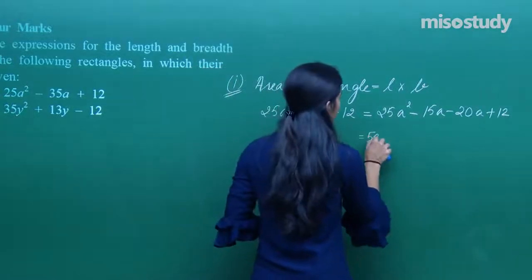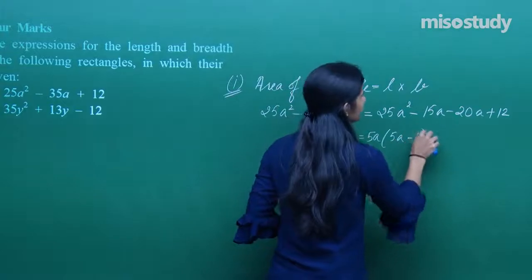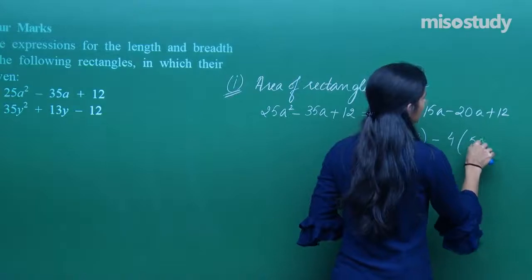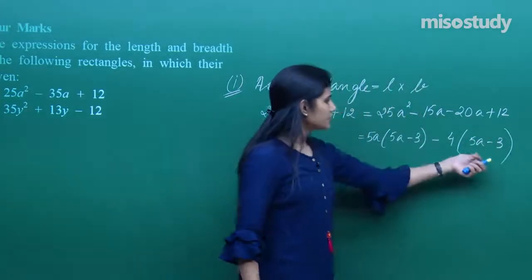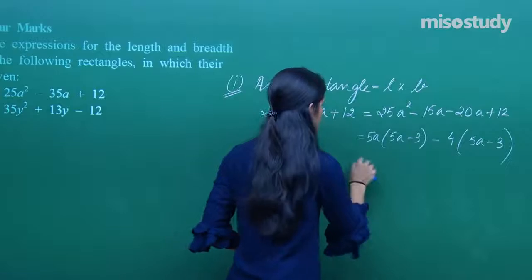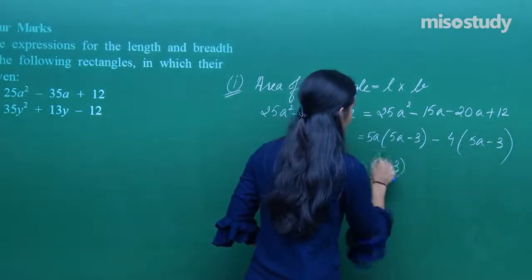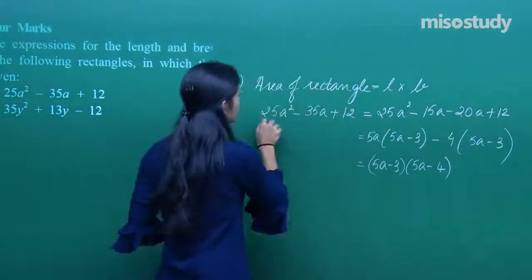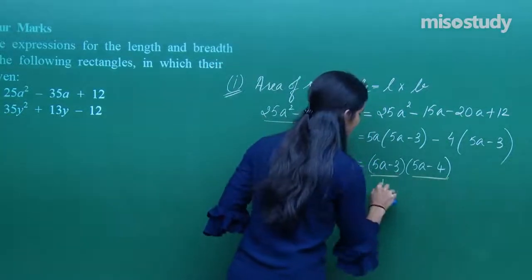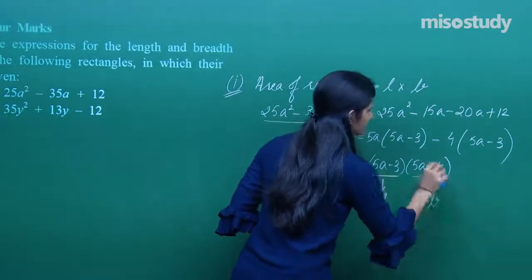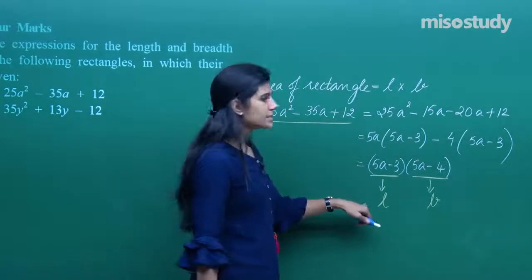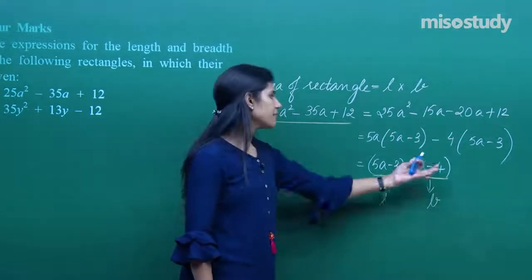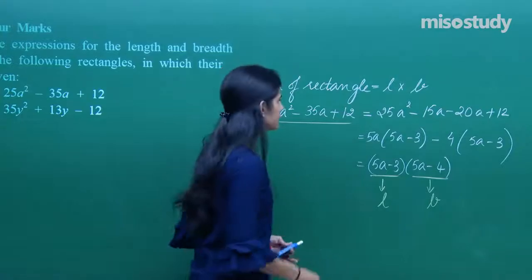This gives you 5a common, 5a minus 3, and you have here 4 common and 5a minus 3, minus 20a plus 12. So this gives you 5a minus 3, 5a minus 4. Obviously, I have been able to write area as a product of two linear factors. This is going to be my length and this is going to be my breadth. So the possible length and breadth are 5a minus 3 and breadth 5a minus 4, or length can be 5a minus 4, breadth is 5a minus 3.